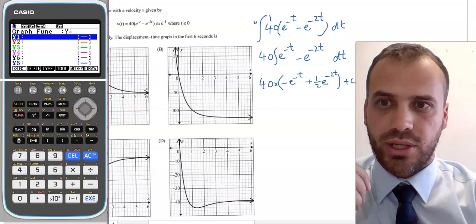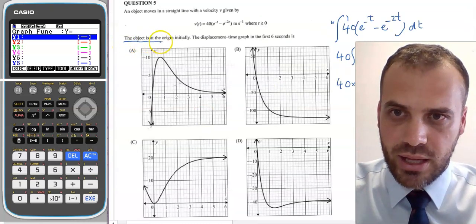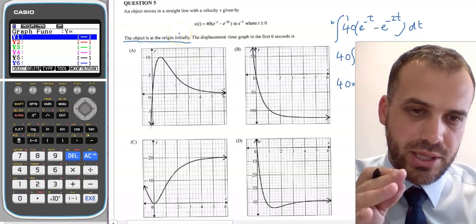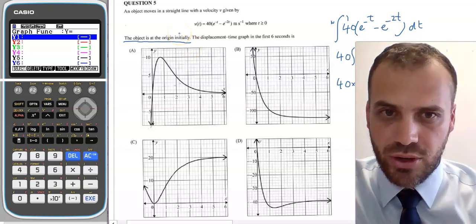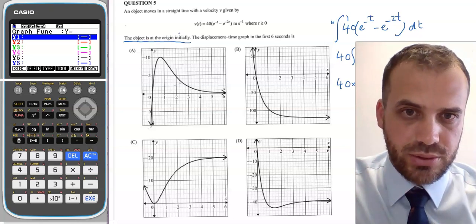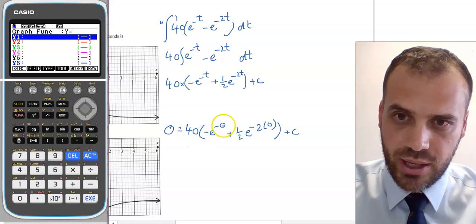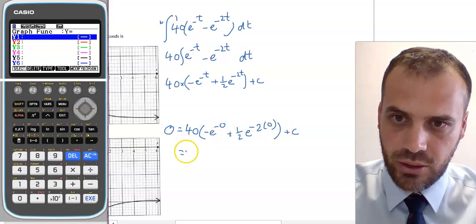Now, we're told in the question itself, the object is at the origin initially. That means that its displacement is 0 when time equals 0. So we get these sorts of equations. We put 0, the initial displacement, is equal to, and then our initial times here. All right, so what does that give us?